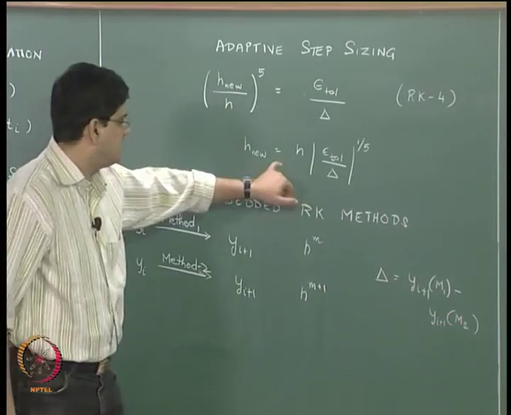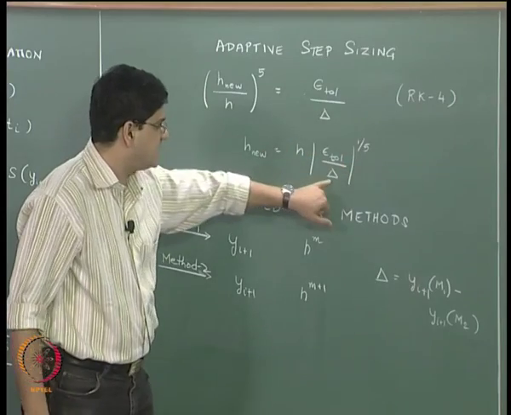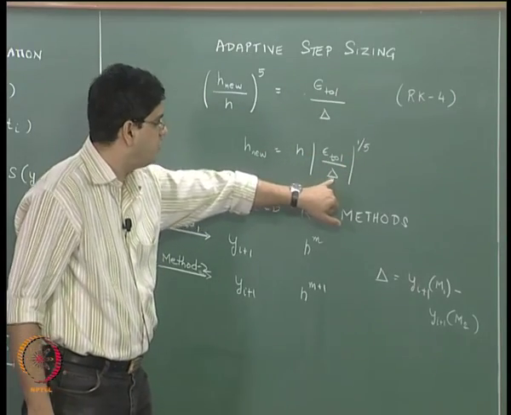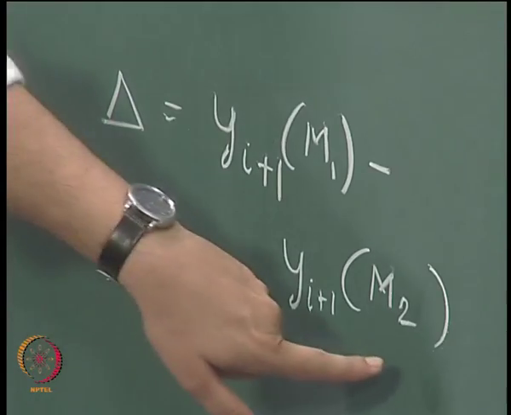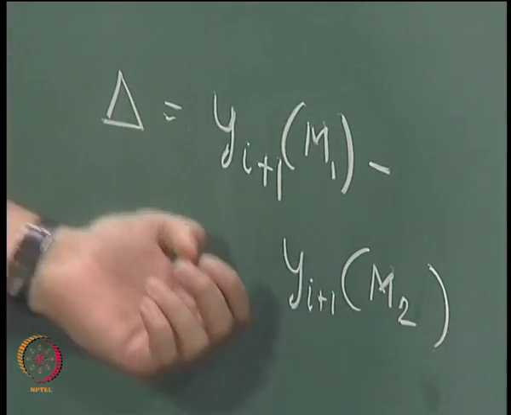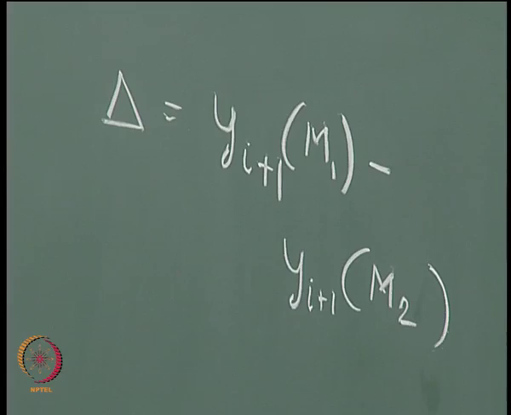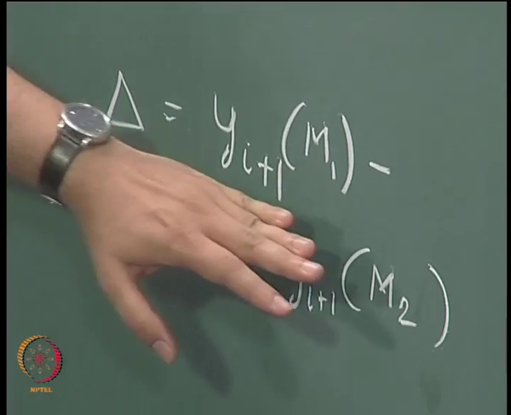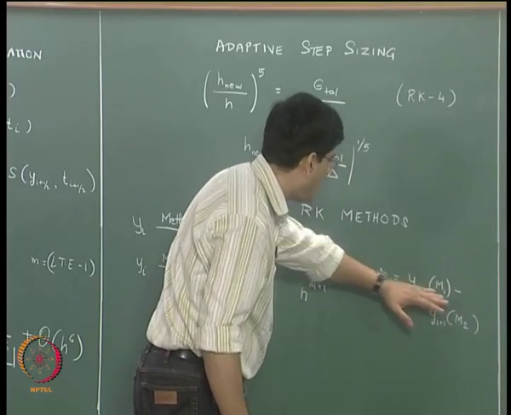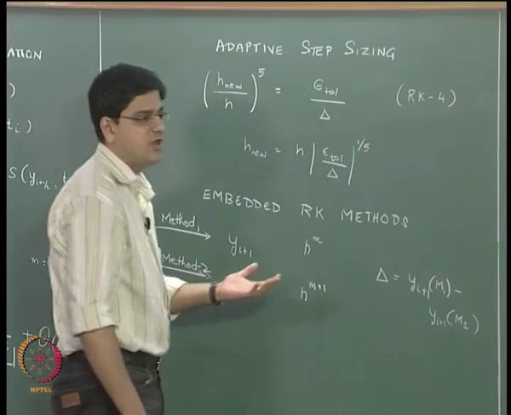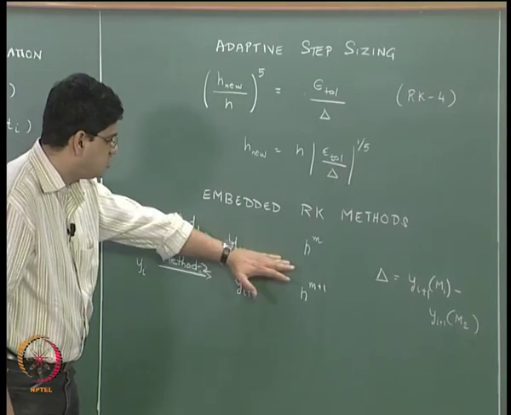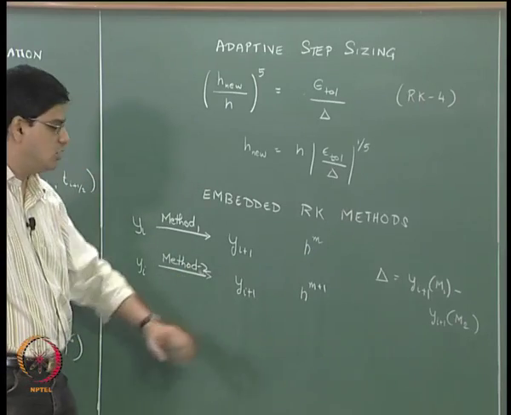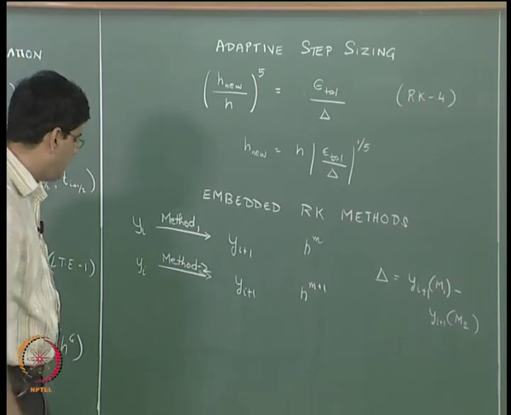Keep in mind that when we are going to do the step size adaptation, at that time we are taking the absolute value. So it really does not matter whether we take the difference yi plus 1 using m2 minus yi plus 1 using m1 or the other way around. As long as we know what this difference is going to be, we are going to be good. So now when you take the difference between the two, let us write down what the true value is going to be.